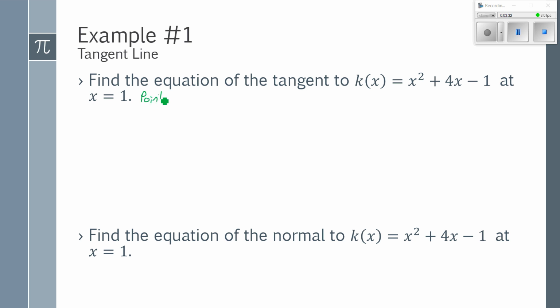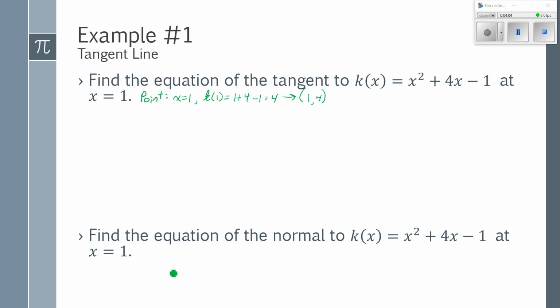So my point, the x is 1. Well, then I just plug 1 in for x to my function. So k of 1 is going to be 1 squared, which is 1, plus 4 times 1, which is 4, minus 1, that's going to be 4. So the point I'm using is (1, 4). And I've got half of what I need. Well, now for slope of the tangent, I need the instantaneous rate of change for this function when x is 1.